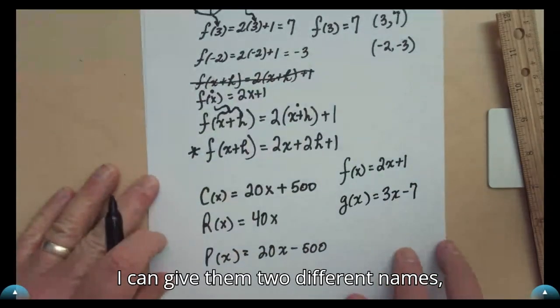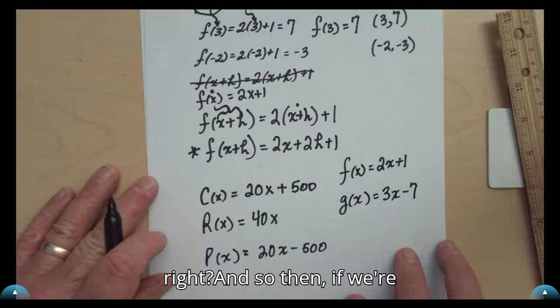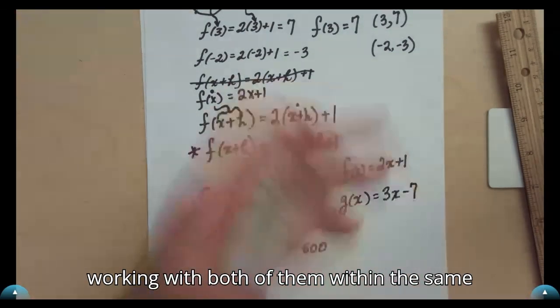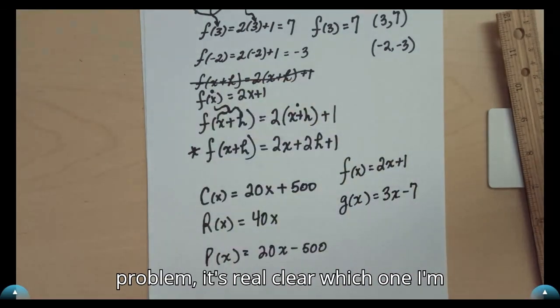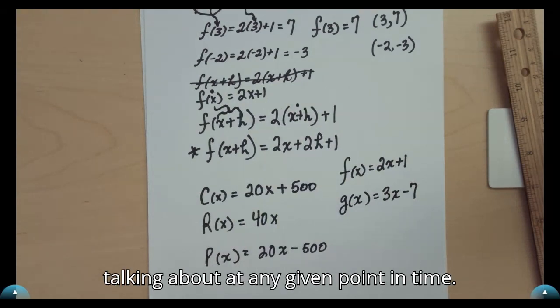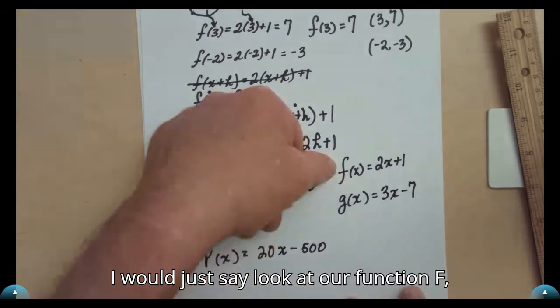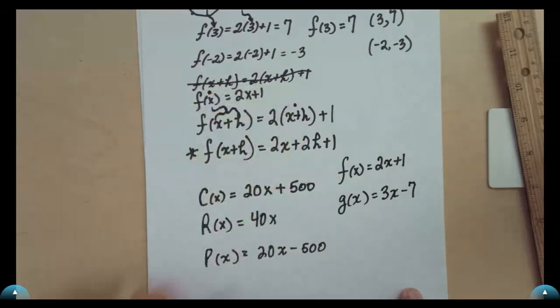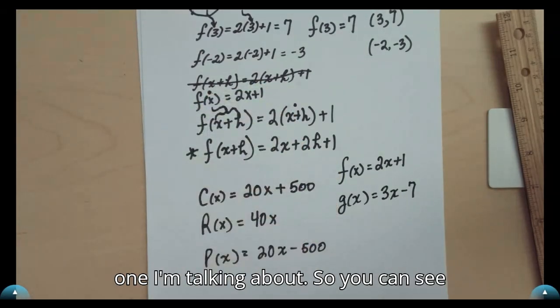I can give them two different names, right? And so then if we're working with both of them within the same problem, it's real clear which one I'm talking about at any given point in time. I would just say, look at our function f, you know which one I'm talking about. Look at the function g, you know which one I'm talking about.